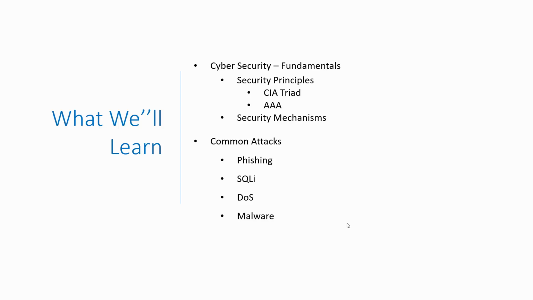We are going to discuss cybersecurity fundamentals, in which we cover the CIA triad and how we can implement it practically, then the triple A and how we can implement it in the real world, and the security mechanisms present in the real world. After that, we are going to see demonstrations of common attacks, in which we cover phishing, SQL injection, DoS, and if time permits, malware also. I must tell you in the beginning itself that there are a number of attacks in the cyber world, which we can explore one by one.